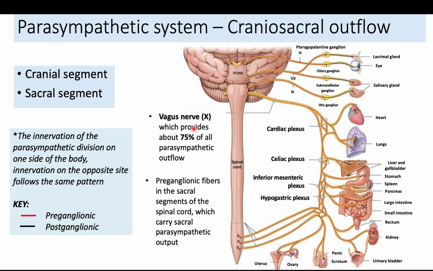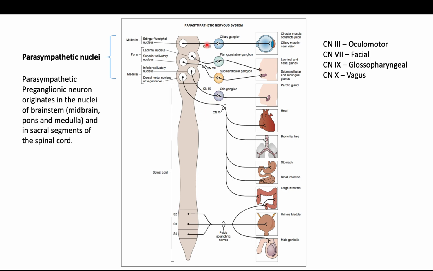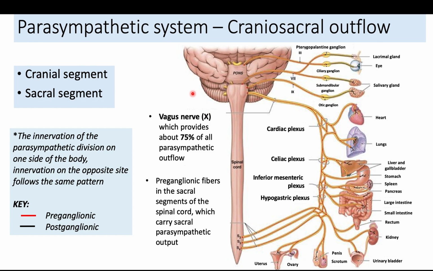Okay, so as I said just now, you have a lot of nerves. You have the oculomotor nerve, facial nerve, glossopharyngeal nerve, and the vagus nerve, and also the pelvic splanchnic nerve. Of all these nerves, the vagus nerve contributes 75% of the parasympathetic system. So the vagus nerve contributes 75% of the parasympathetic outflow.